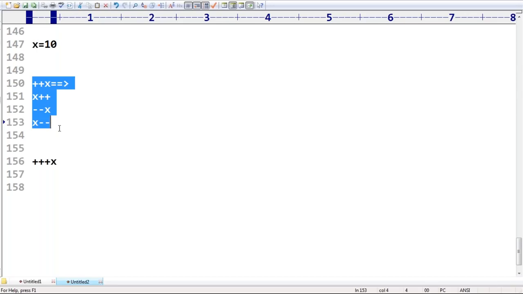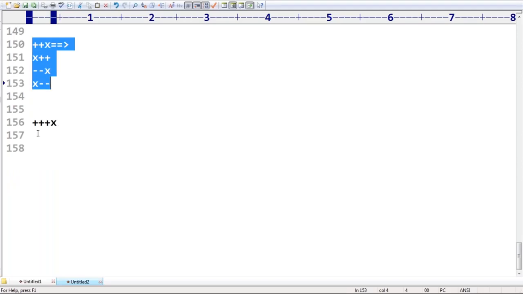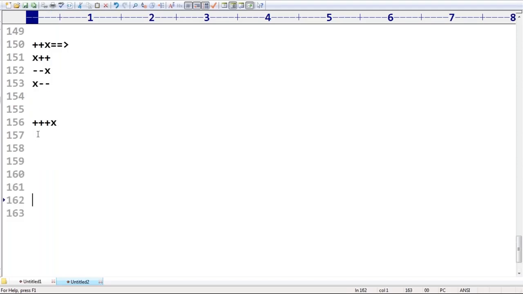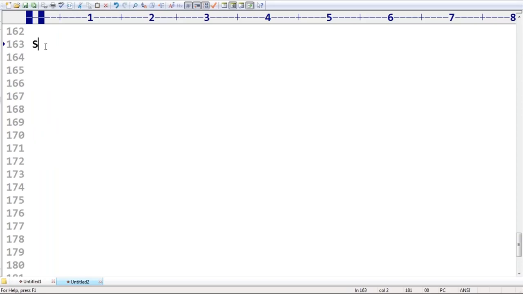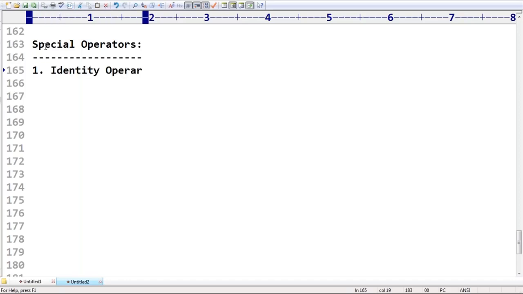Up to this, there is no need for much more explanation. Next, there are some special operators we need to discuss. Observe very carefully. Python defines two special operators. The first one is identity operators. Second is membership operators.